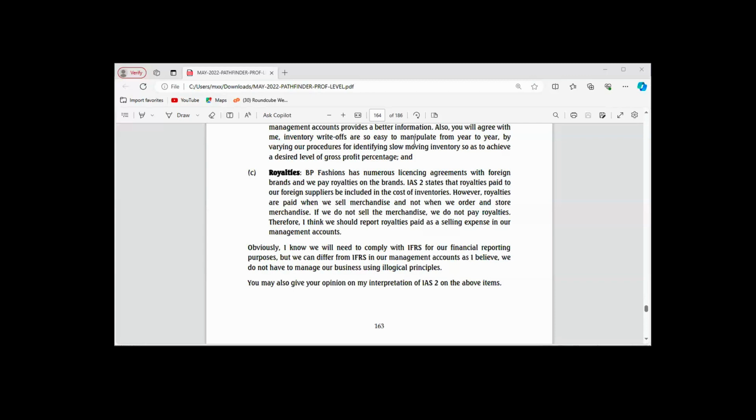Thank you very much, Prosper. So just like we looked at inventory write-offs and the storage costs, this one is talking about royalties. The company has licensing agreements with some foreign brands, and they pay royalties on these brands. IAS 2 provides that royalties paid to foreign suppliers should be included in the cost of inventories. But the company is saying that they only pay royalties when they sell merchandise, when they sell their product. So that means that they are still negating the provisions of IAS 2.